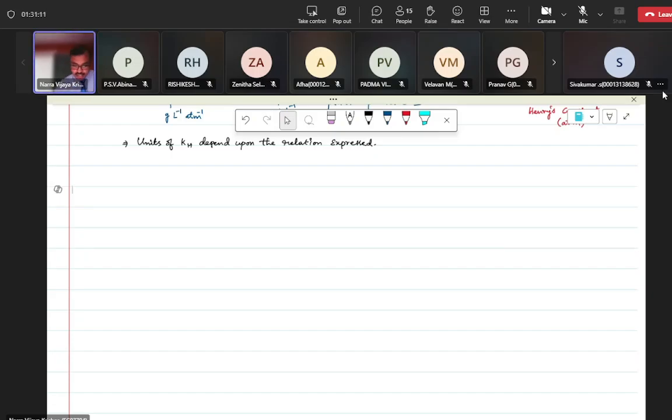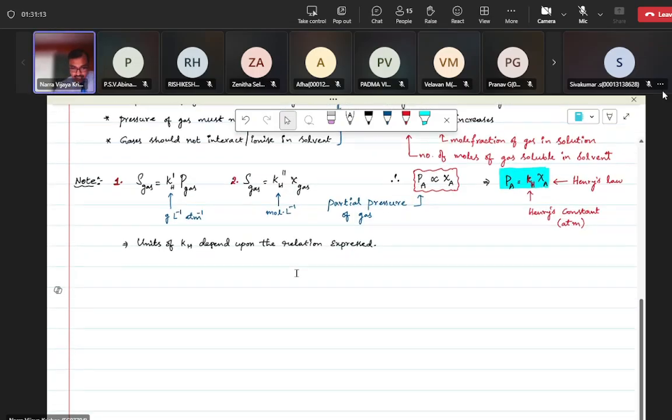Now, under note, I am taking point number 3. What do point number 1 and 2 say? KH units are not fixed. They keep on changing. So keep an eye on the units of KH. That is the conclusion from point 1 and 2. Now I am coming to point number 3.